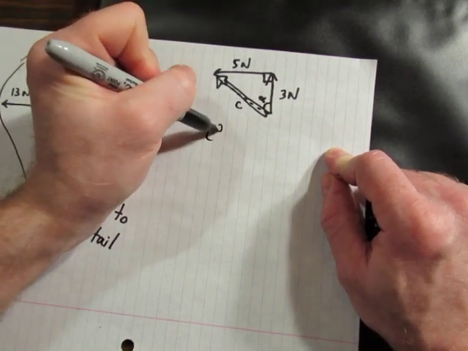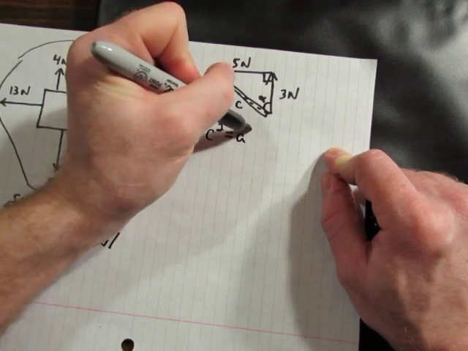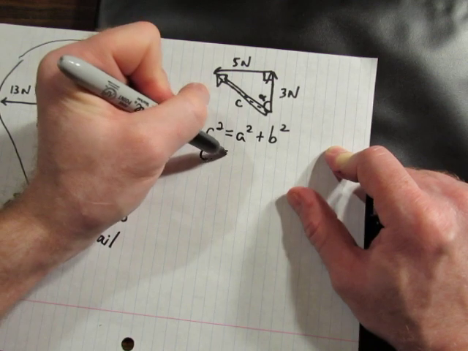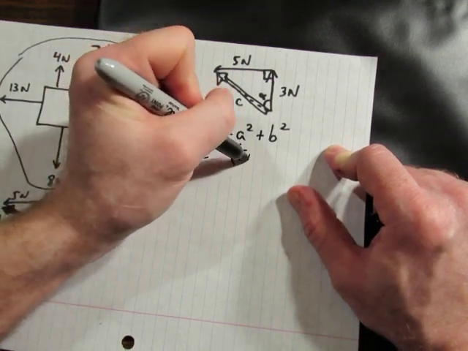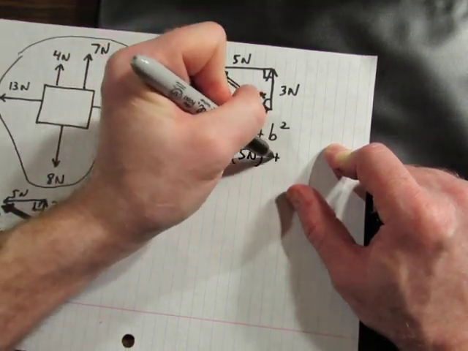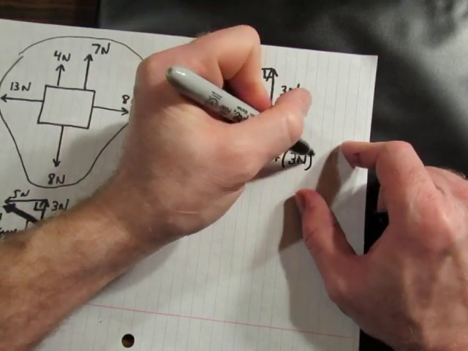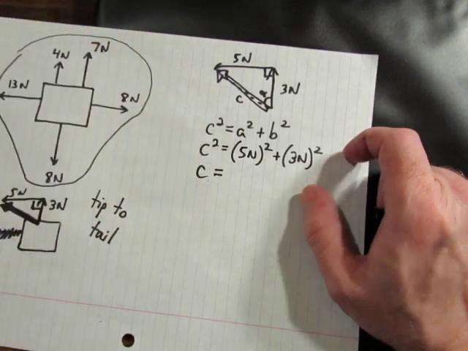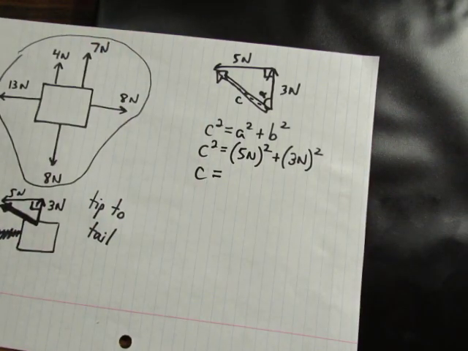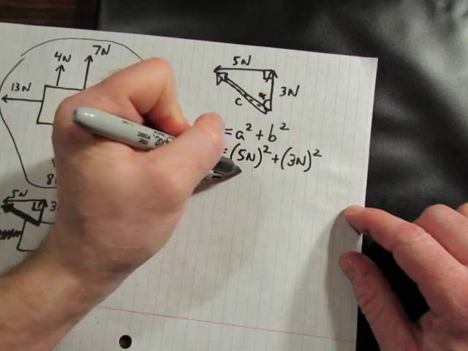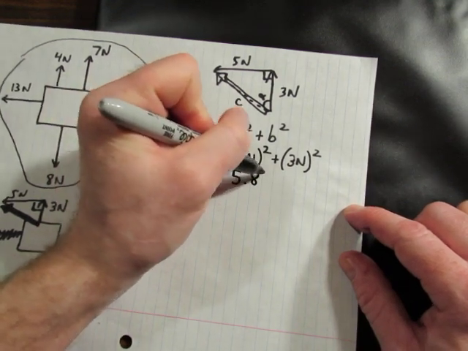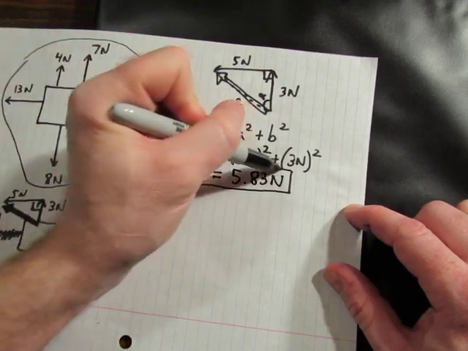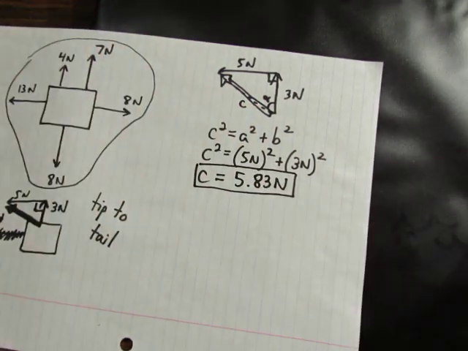First of all, you're going to solve side C of the triangle using Pythagorean theorem. And you know how to do this already. You've got a 5 Newton side and a 3 Newton side. So square those, add them together, and then take the root of the final answer in the end. And you get 5.83 newtons. So that is the actual magnitude of the net force.